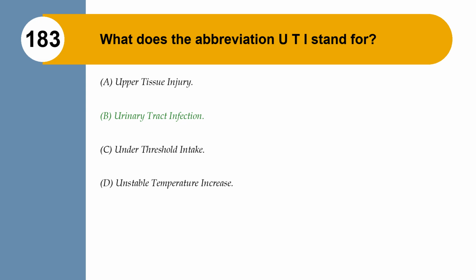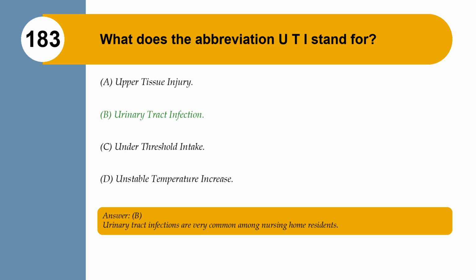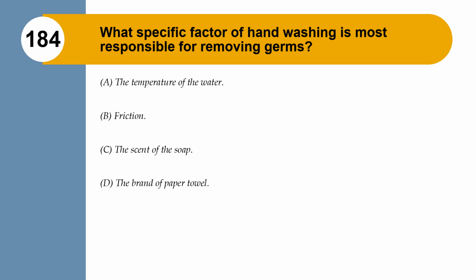The correct answer is option B, urinary tract infection. Explanation. Urinary tract infections are very common among nursing home residents. Question 184. What specific factor of hand washing is most responsible for removing germs?